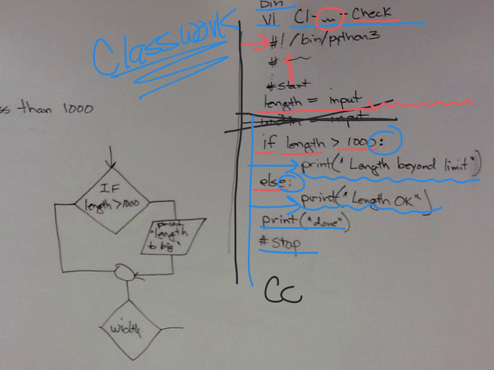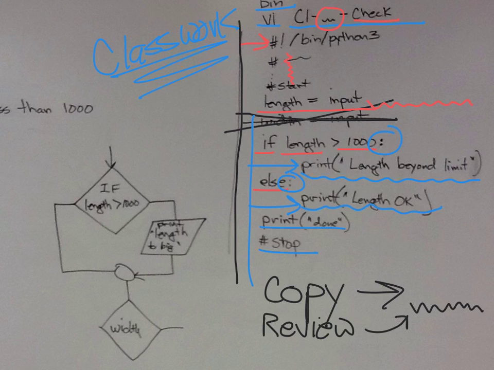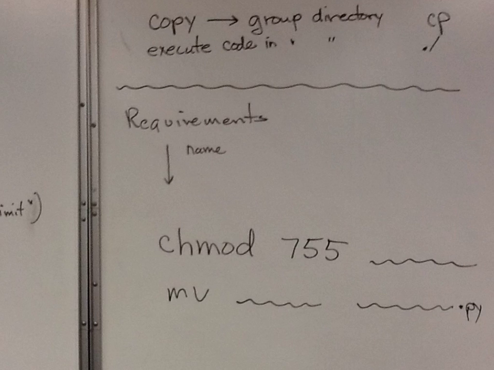So the students coded it, then they made a copy to a directory, and then they reviewed everyone's code by going to that directory and executing the code. So we use a copy command to copy it over there, and then we had to use a / and then the name of the file to execute the code.